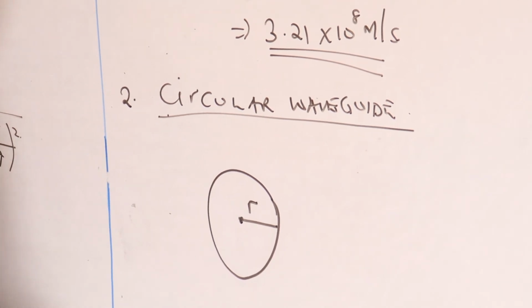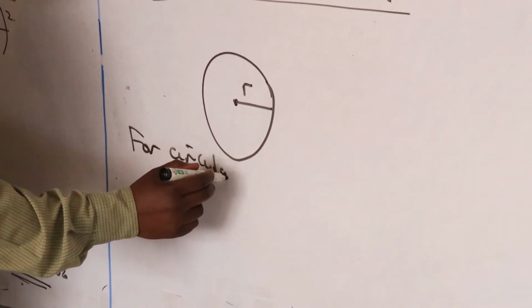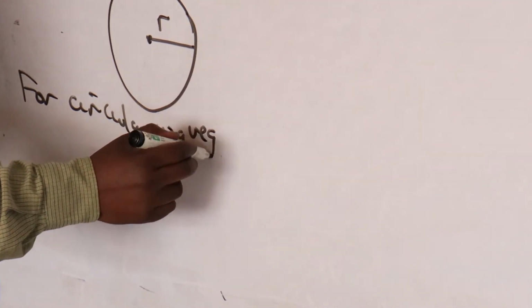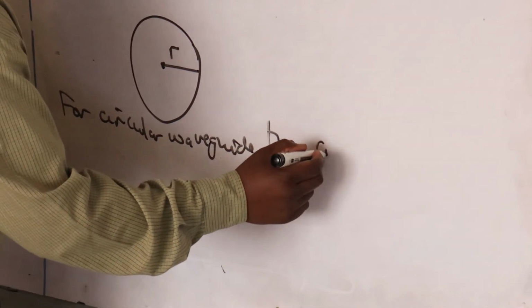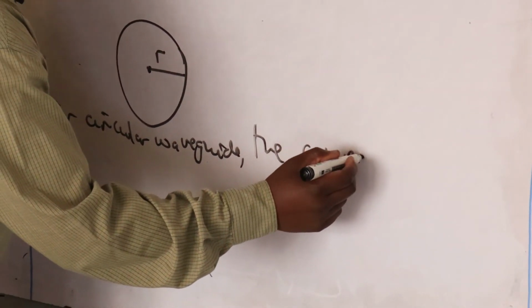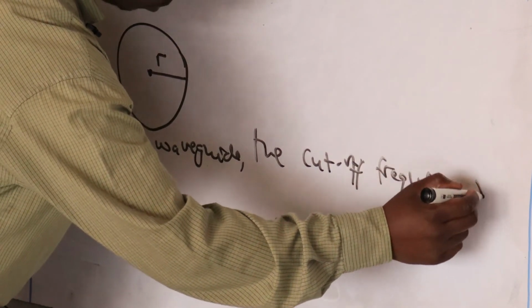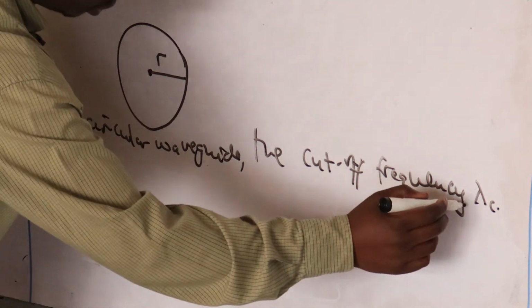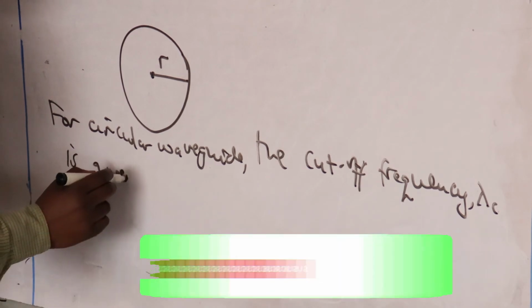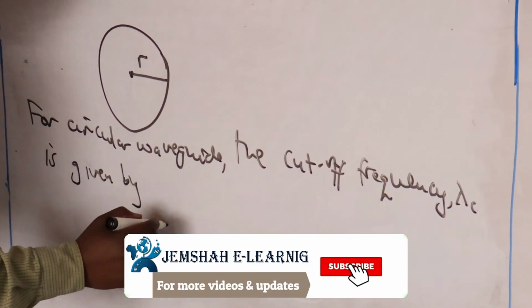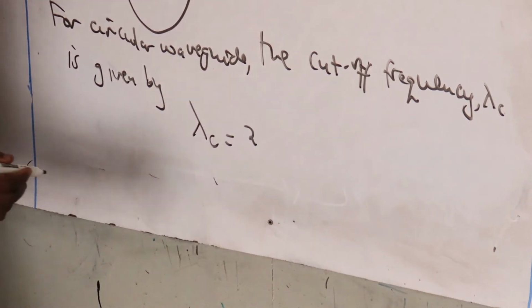So for the circular waveguide, the cut-off frequency is given by 2 pi r.